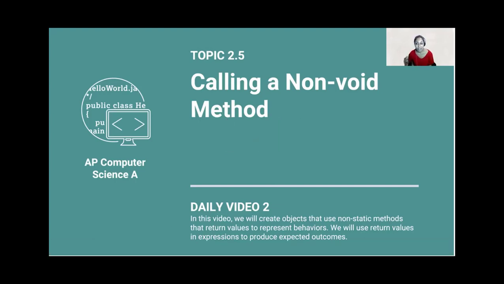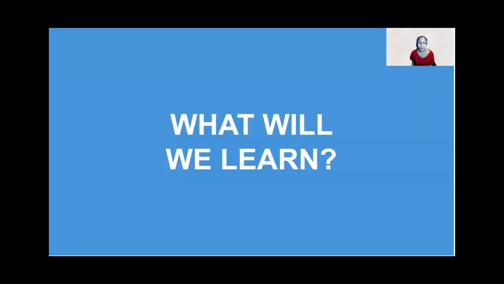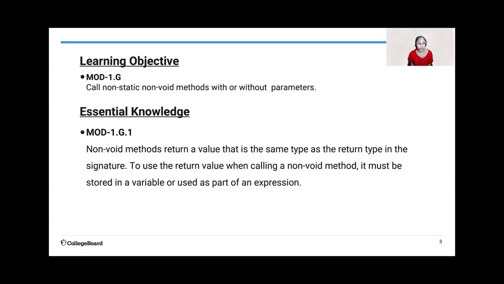We're looking some more at calling a non-void method, or a method that returns values, to represent some different behaviors. And we'll use those return values and expressions to produce some different outcomes. So what are we learning today? We are looking some more at how non-void methods return a value that's the same type as the return type in the signature. And we'll see how, when we use the return value when calling a non-void method, we could store it in a variable or use it inside of an expression.